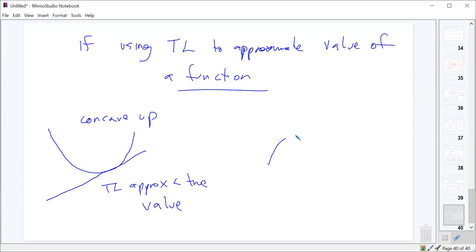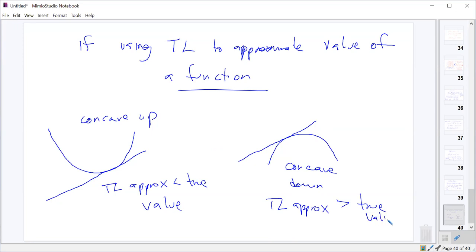If your function is concave down, your tangent line approximation is greater than the true value. Everybody good with that? This shows up often in the free response. As you've gone through some of the differential equation ones, you've probably seen you need a second derivative to determine if it's concave up or down, and then that will tell you whether your approximation is greater than or less than the true value. Everybody good with that?